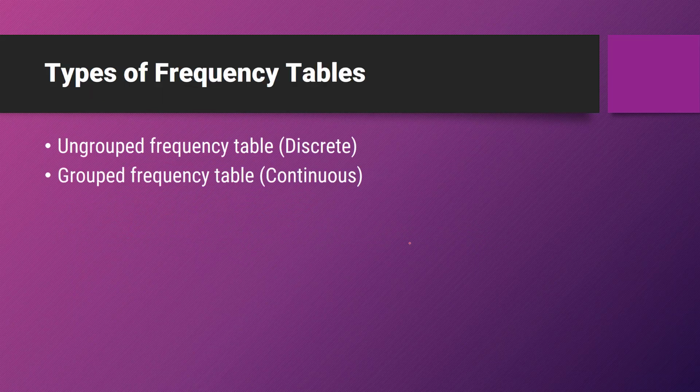Now based on frequency, how you group those frequencies, we have two different kinds of table. One is called ungrouped frequency table and one is called grouped frequency table. This ungrouped frequency table is also called discrete frequency table. Now don't confuse this with ungrouped data. Ungrouped data is a completely different thing.